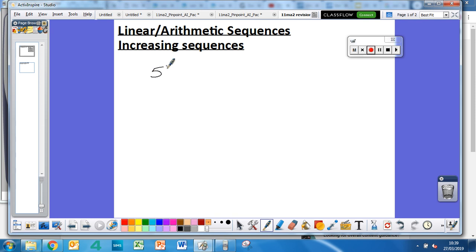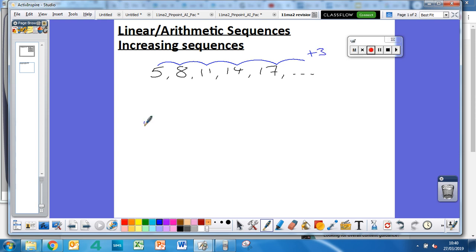A sequence that's arithmetic means it's increasing by the same amount. So in this case, I'm going to start with a 5, and I'm just going to keep going up by the same amount every time. So this forms an arithmetic sequence. You know it's arithmetic because if you look at how you move from one term to the next all the way through that sequence, it's about adding on 3.